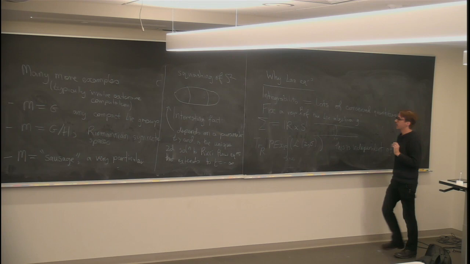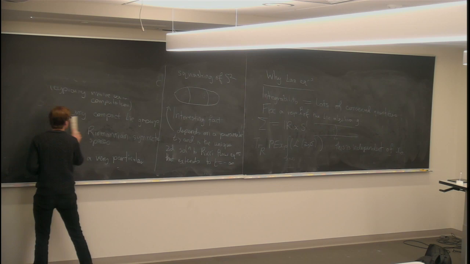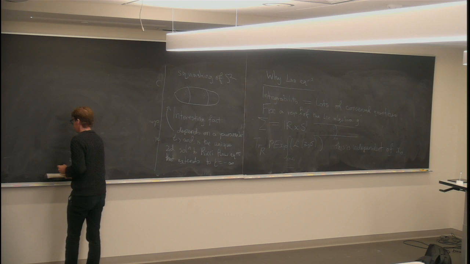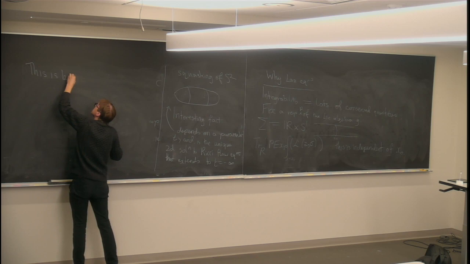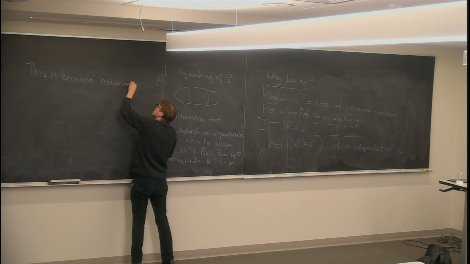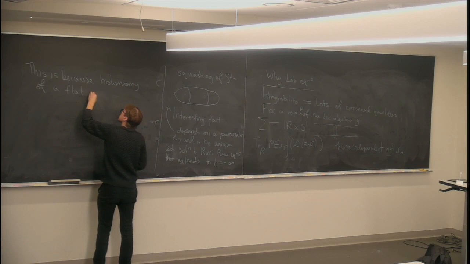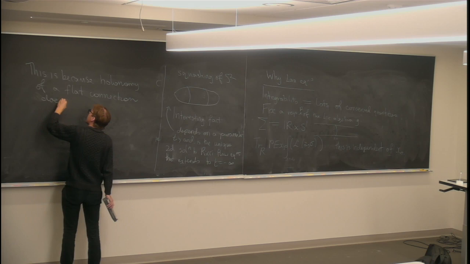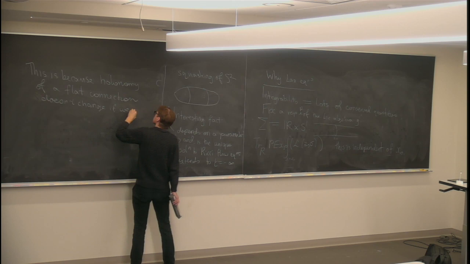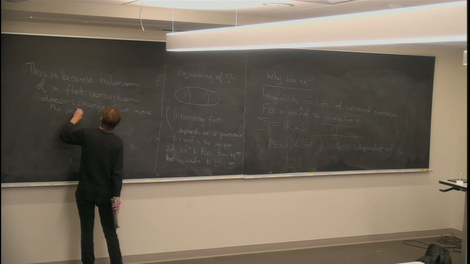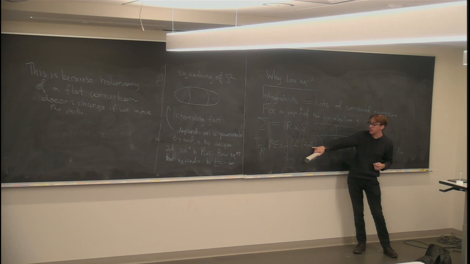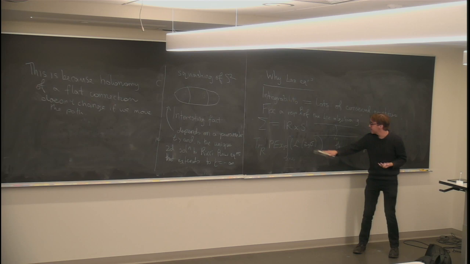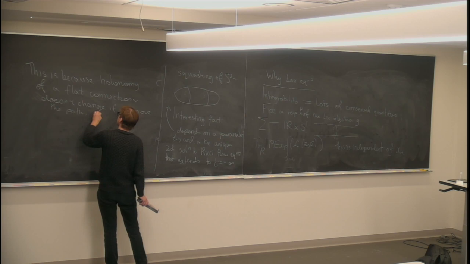This is really easy to see. This is just because the holonomy of a flat connection doesn't change if you move the path. And of course, the Lax equation says this connection is flat as long as sigma satisfies the equations of motion, the harmonic map equation. So for this independence statement, I need sigma to be a harmonic map. Okay, so this is the classical version of having a conserved quantity.